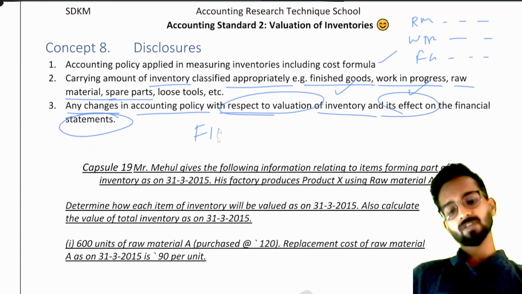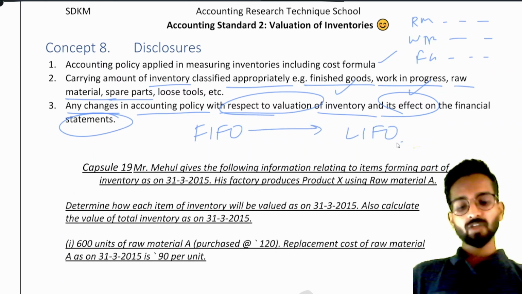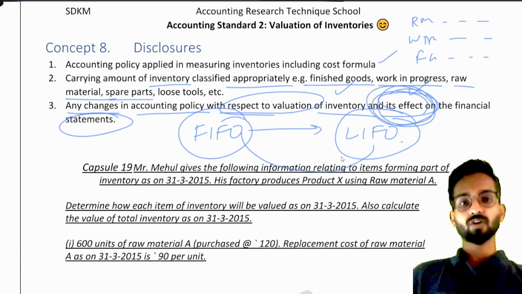Say suppose you are using FIFO method. Okay. Now you are changing FIFO to LIFO. You have to tell why you are changing from FIFO to LIFO. You have to explain the reasons. Then you will tell what are the effects of changing the method on our financial statements.